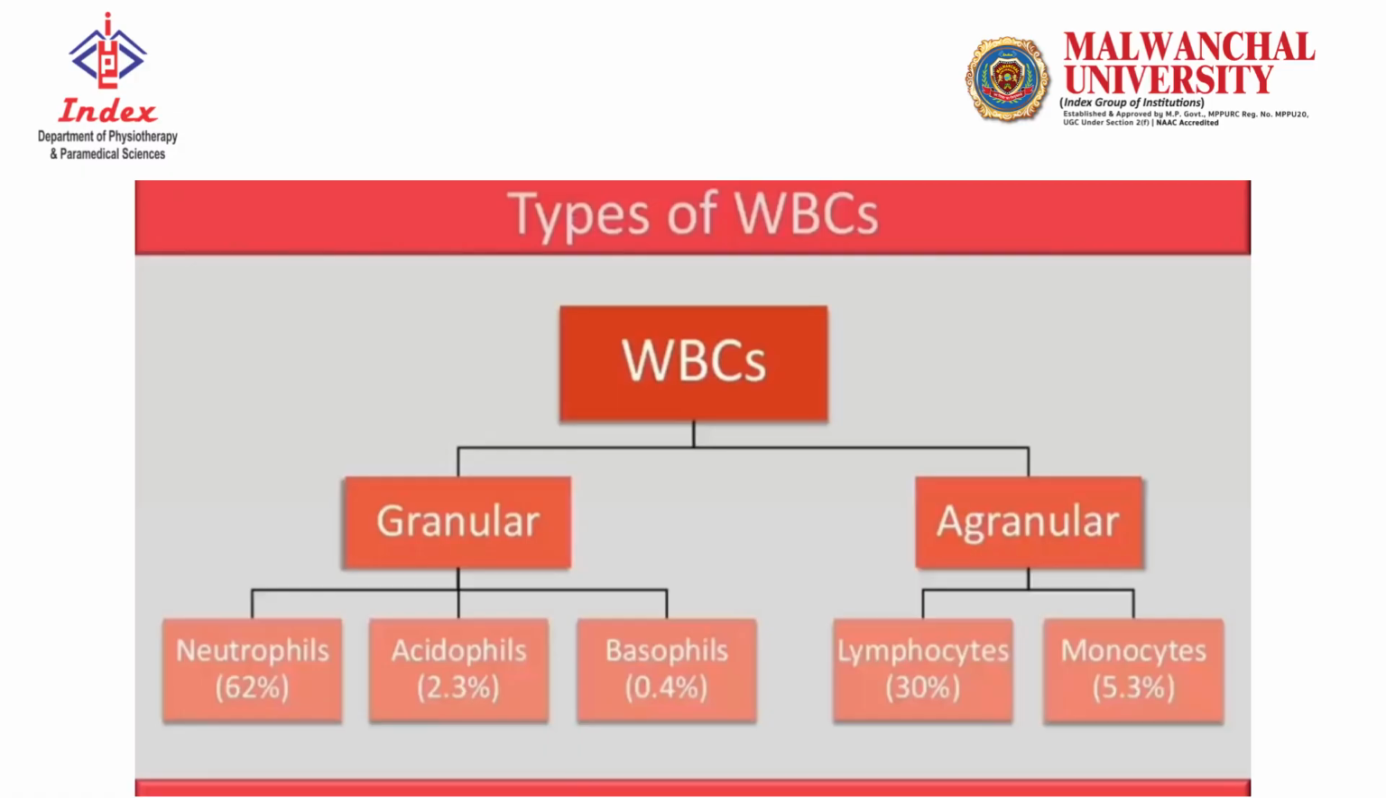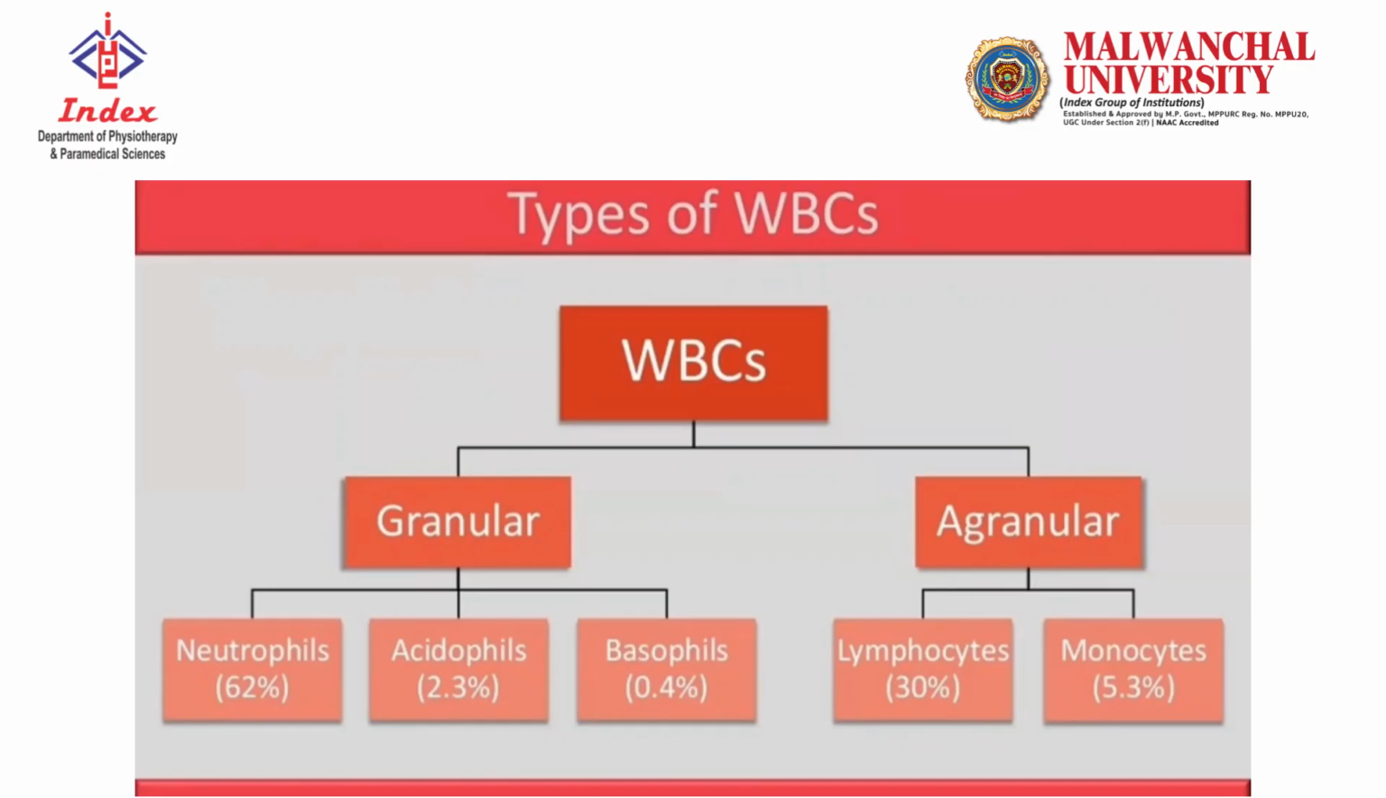Now we'll discuss types of WBCs. There are two types of WBC, granular and agranular. Now we will discuss granular types of WBC. Neutrophils 62%, acidophils or eosinophils 2.3%, and the third type, basophils, 0 to 4% of the WBC.